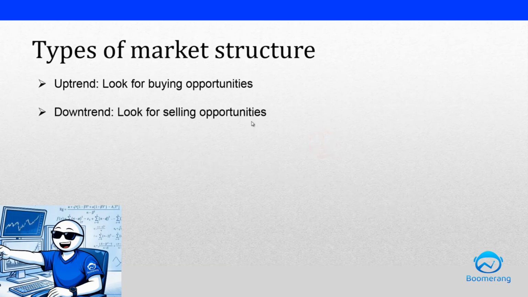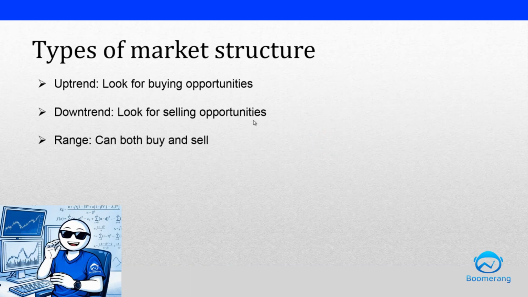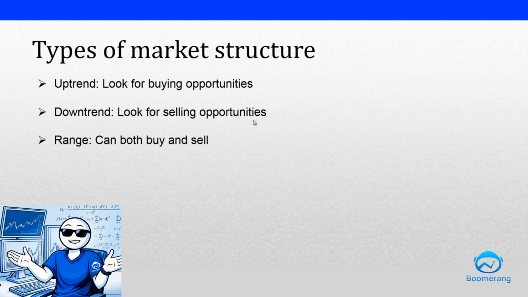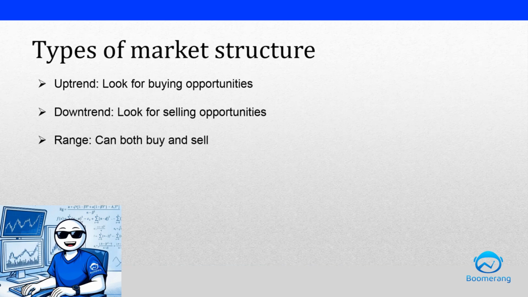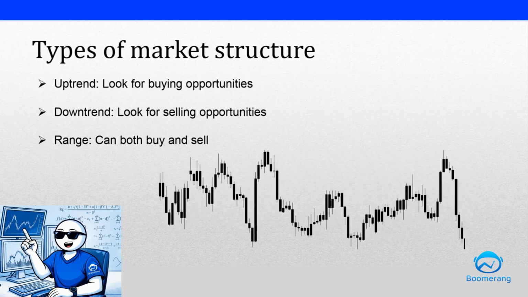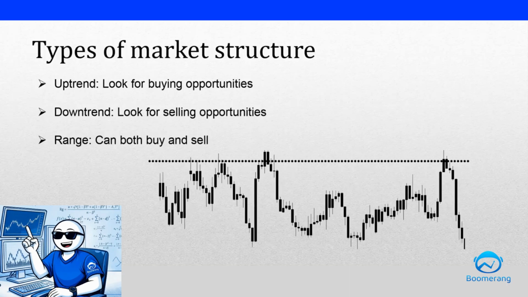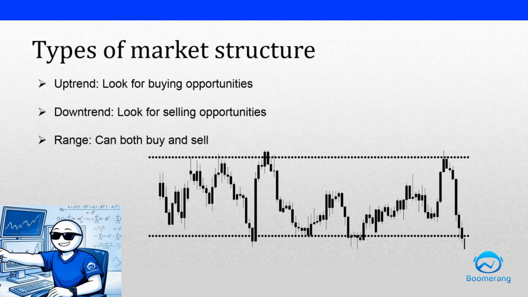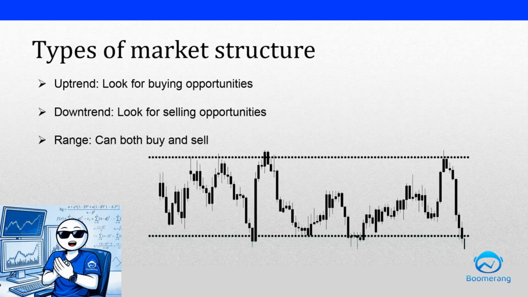And finally, you have what we call a range market. And in this market condition, you can be both a buyer or seller. So a range market looks something like this. Price is contained between the highs and the lows. So when the market is in a range, you can look for both buying and selling opportunities.